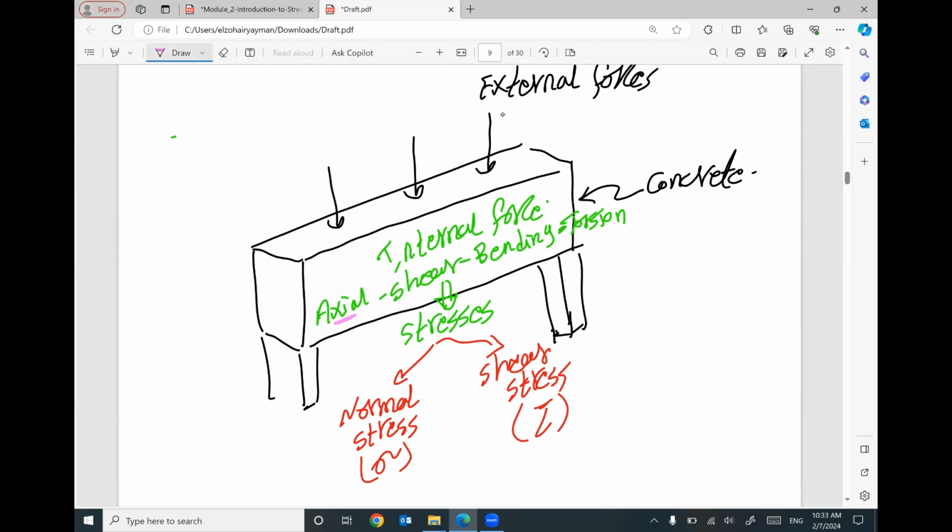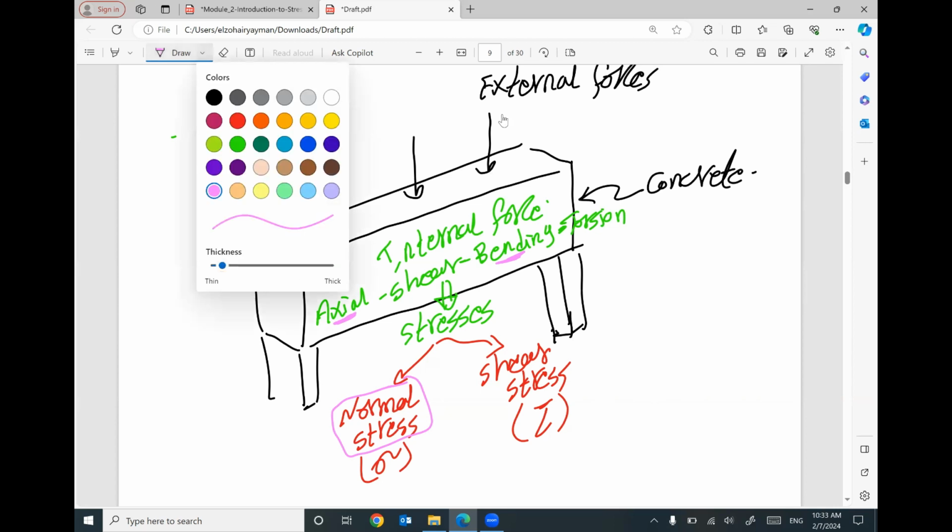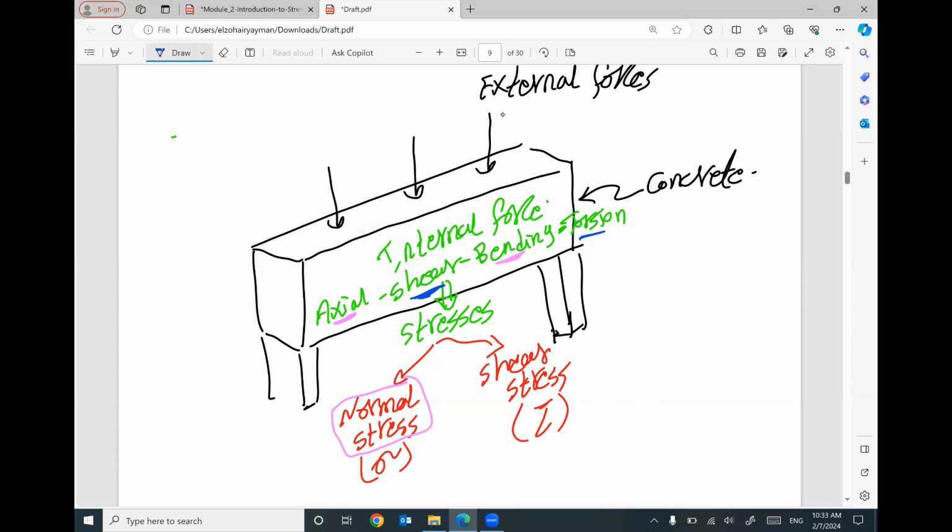And we learned that the axial force and bending moment both will cause normal stress. Sometimes it is called axial stress, sometimes bending stress, but by the end, it's normal stress. And we learned also that the shear force and torsion will cause shear stress. Okay, we learned all of these. How can I make sure this beam, which is made of concrete, will not fail? It's a very important question for any engineer.